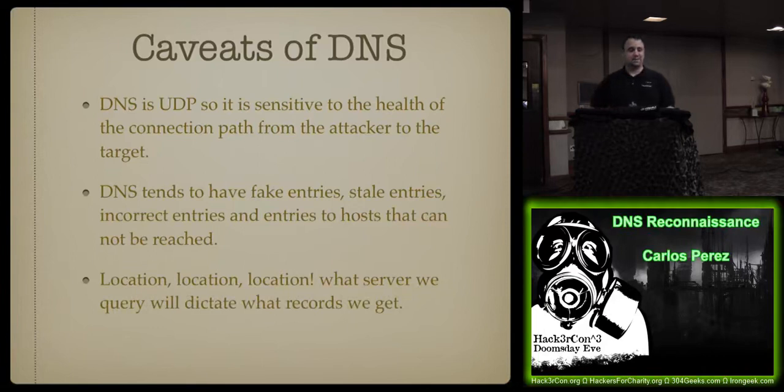Caveats of DNS. DNS is UDP. So everything relies on location, location, location. The closer I am to the target, the better information I'm going to get. So many times, one of the things I try to do is get a VPS service that is in the same area or network address range as my target, or the geolocation of my target. If they're here in the States, I try to get a VPS in the States. If they're in Russia, I try to get a VPS in Russia. In Russia, they're quite cheap and they're quite nice.